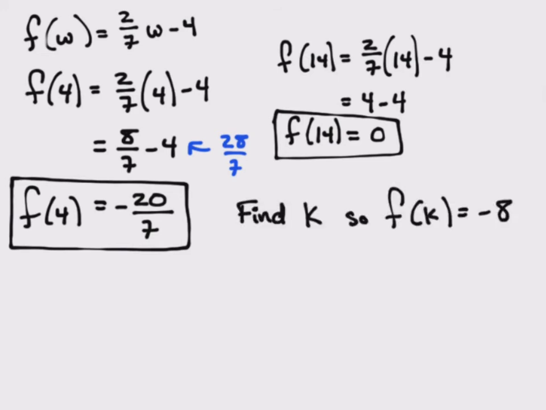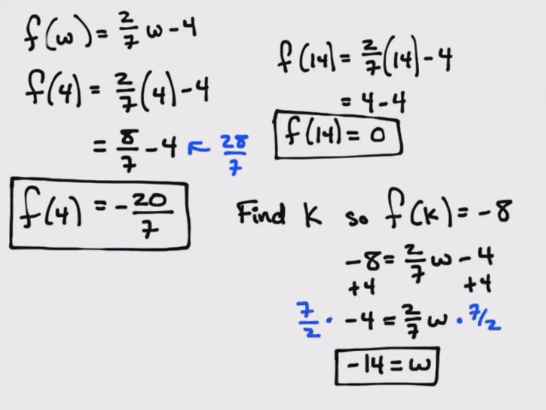We could also be given the output, in this case negative 8, and have to find the input that will give it. In exactly the same way, we're just going to substitute negative 8 for our output, leave our input as a variable, and solve. And we find that if the input were negative 14, then the output would be negative 8.